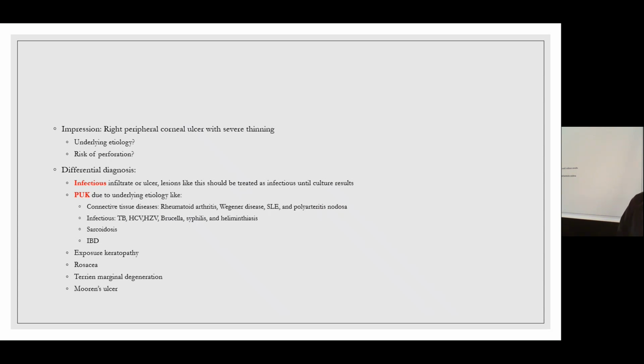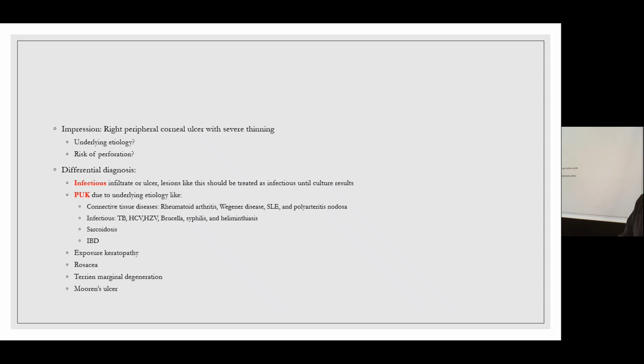So then our differential diagnosis, first, that this is a local infection and infiltrate. And we give her empiric antibiotic for it. And our second differential was BUK, that this is peripheral ulcerative keratitis, and this patient might have systematic disease like rheumatoid, Wegener's, SLE, and polyarteritis nodosa.